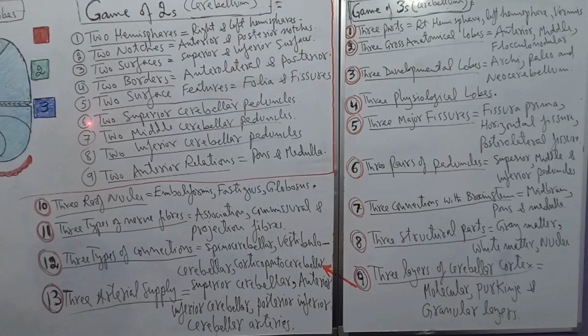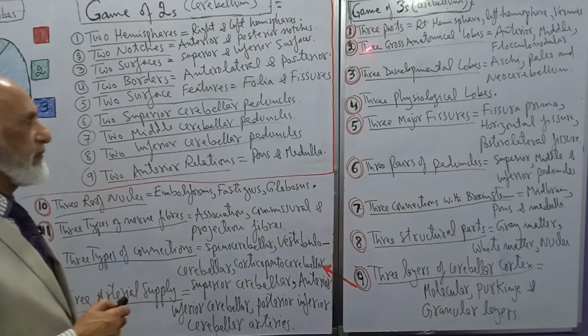Each cerebellum has two superior cerebellar peduncles. Each cerebellum has two middle cerebellar peduncles. Each cerebellum has two inferior cerebellar peduncles. And each cerebellum has two anterior relations, that is above is the pons and below is the upper part of medulla oblongata. Now this was game of twos. Now game of threes regarding cerebellum.